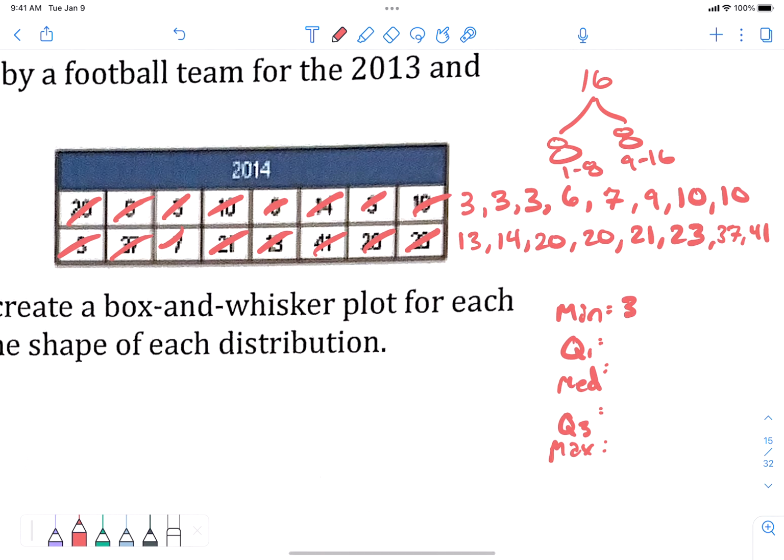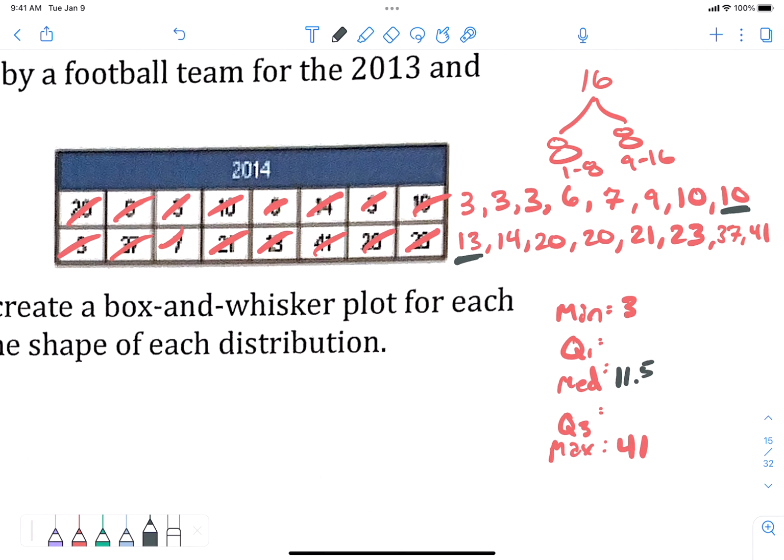Min is 3, max is 41. Median, in between the 8th and 9th number. What's my 8th and 9th number? 10 and, I think it's 10 and 13 maybe. Is that my 8th and 9th number? Check to make sure. Yeah. 10 and 13, what's halfway between 10 and 13? 11 and a half.